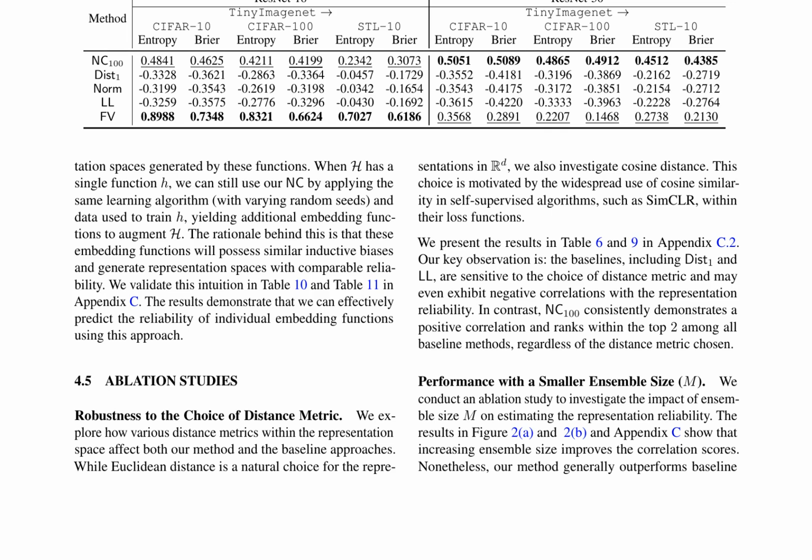Additionally, the authors conduct ablation studies to investigate the robustness of their method to the choice of distance metric and ensemble size. The results show that the NC100 method consistently demonstrates a positive correlation with representation reliability, regardless of the distance metric chosen, and that increasing the ensemble size improves the correlation scores.